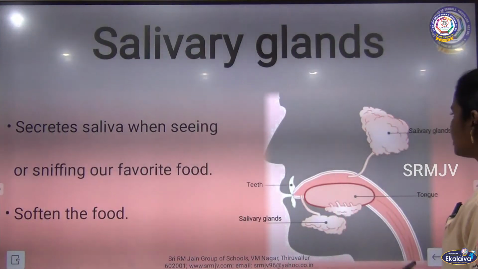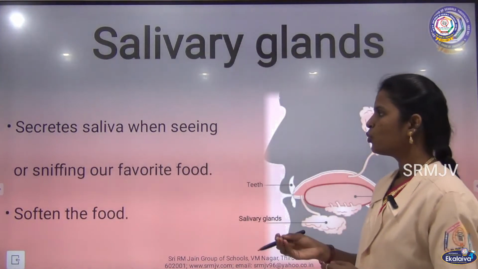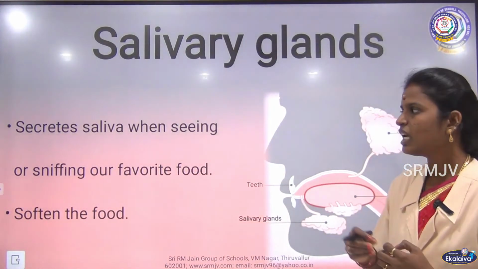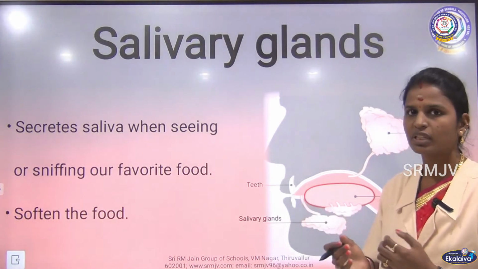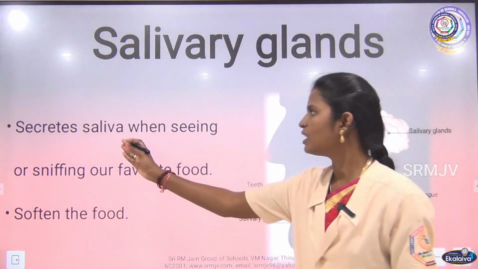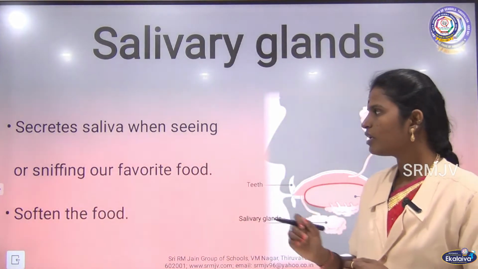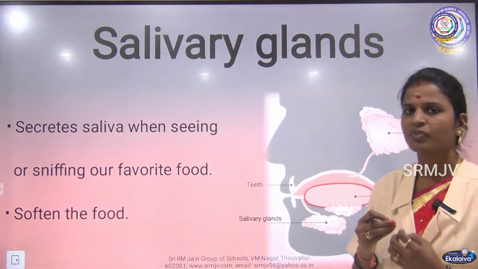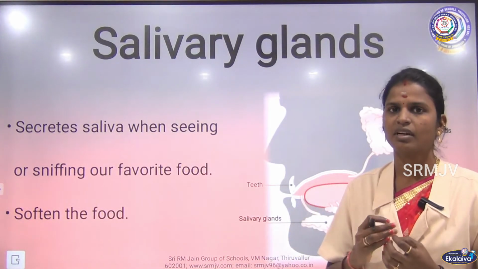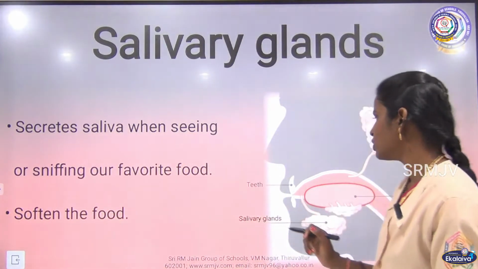These salivary glands are present between the teeth and tongue. When we take food inside, the salivary glands start to secrete. Even when we see any food that we like most, our salivary glands start to secrete saliva, or when sniffing our favorite food. Saliva helps to make the food soft. The tongue mixes the food with saliva and makes it very soft. Partial digestion takes place in the mouth itself.